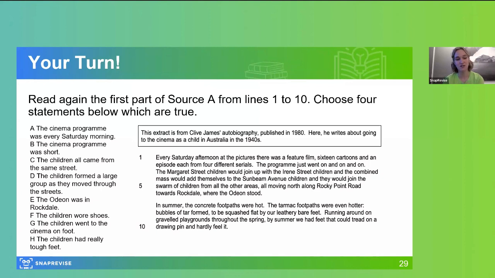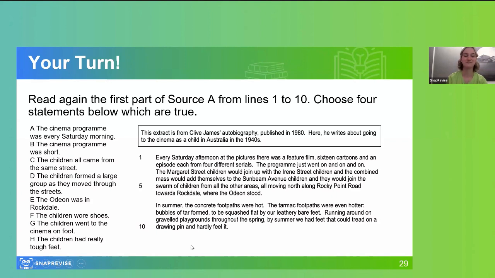G, the children went to the cinema on foot. Is that true or false? Did they not go on bikes? Yes, it's true that they went on foot, because again, it talks about the fact that they were walking barefoot. And then H, finally, the children had really tough feet. Is there anything that indicates that that statement is true or false, that they had rough feet? What is that, H?